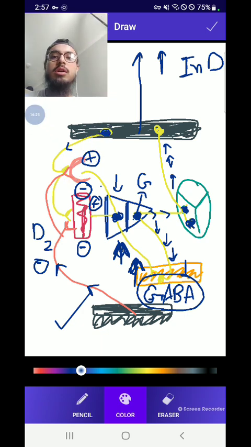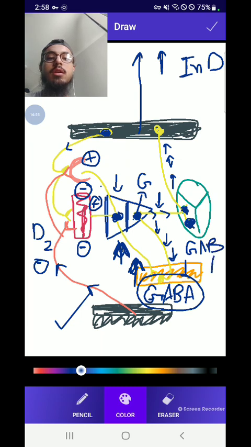Okay guys, one more concept is clear here. When there is glutamate, the globus pallidus internus sends the signal to the thalamus, and it sends signals which decrease the action potential at the end of the thalamus. So at the thalamus, the neurotransmitter released is GABA. So GABA is released over here in the thalamus.